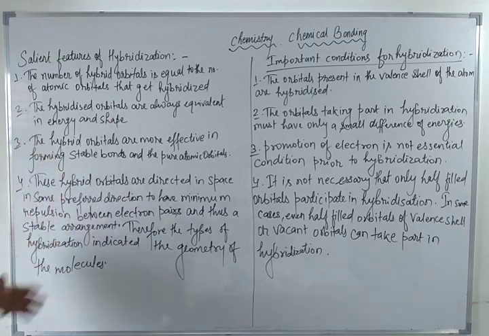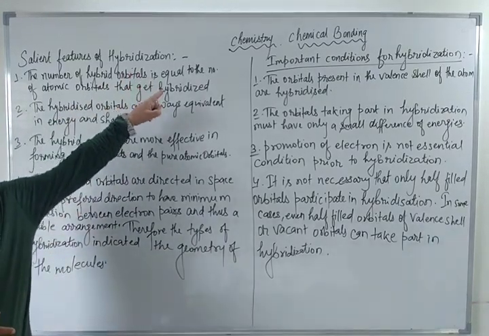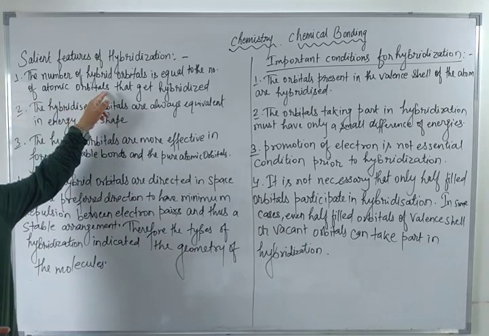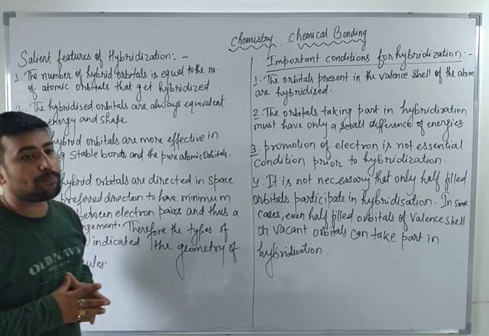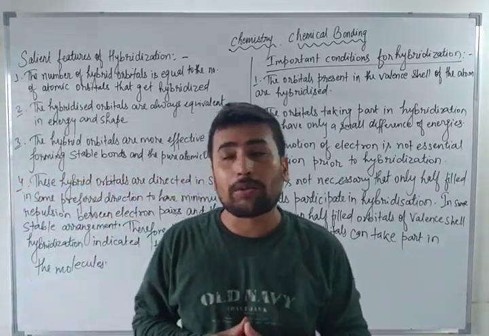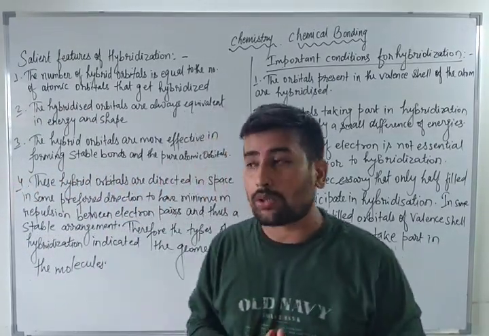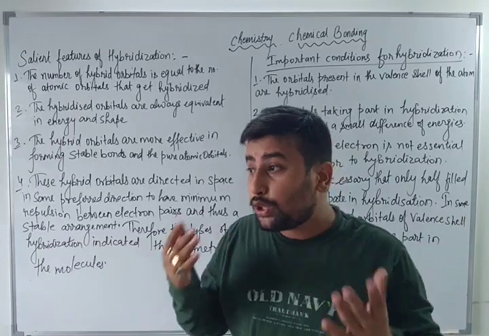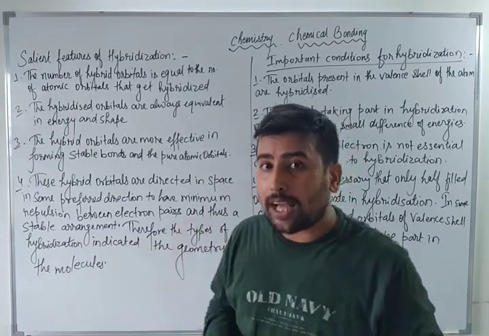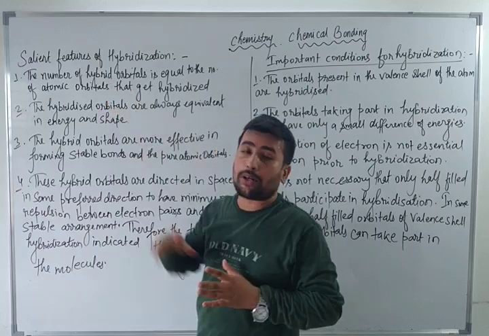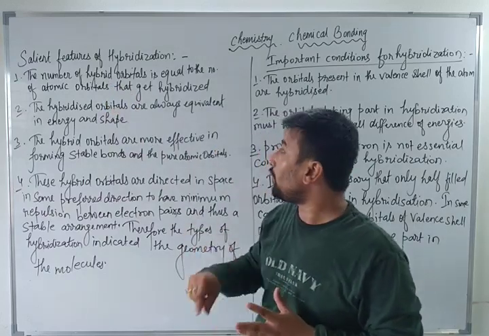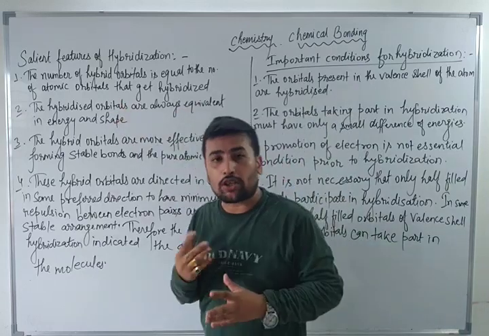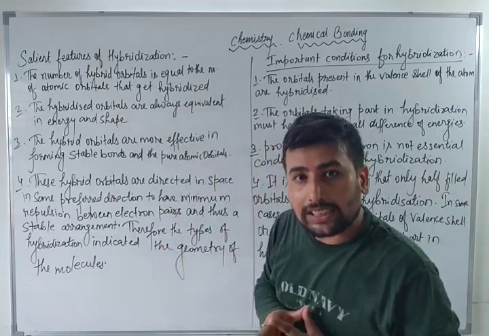The first salient feature is the number of hybrid orbitals is equal to the number of atomic orbitals that get hybridized. So first of all you should remember the number of atomic orbitals, as for example, as I have told you about sp hybridization, sp2 hybridization, sp3 hybridization. So the number of hybrid orbitals, how many hybrid orbitals are there, that will give us the confirmation about which atomic orbitals are involved in the hybridization.